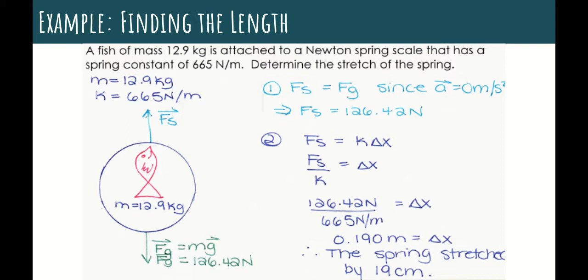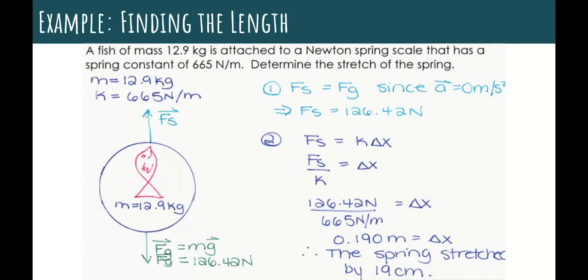So a fish with a mass of 12.9 kilograms is attached to a Newton spring scale. So I don't know if you guys, we've used these early in the year, but the spring scale, again, is what you're going to use today in the Gizmo. So that'll be kind of helpful to see this. So the spring scale is basically just a device used in physics. It has a spring inside with a hook on the end, and you're pulling it, and it tells you how much force has been applied.